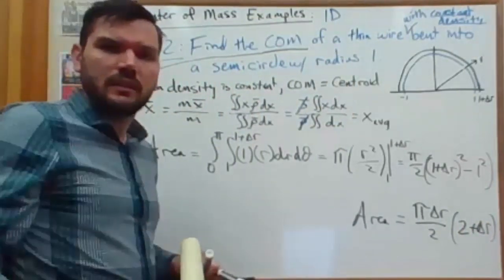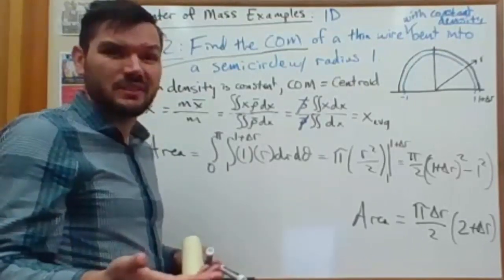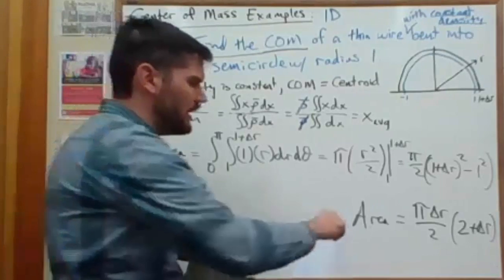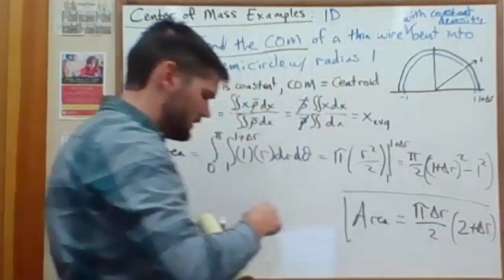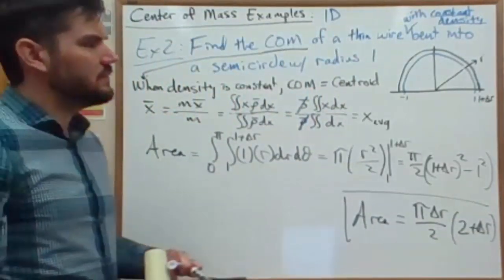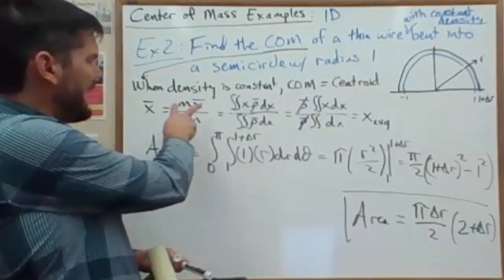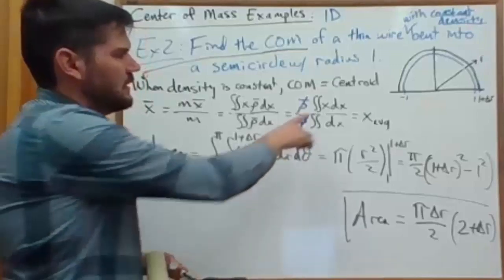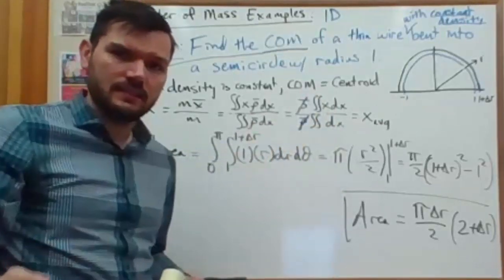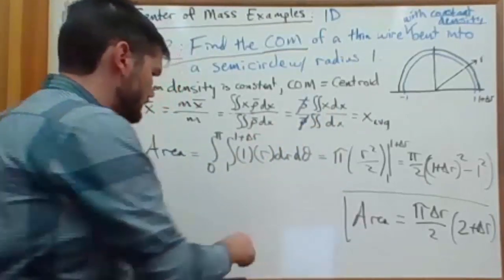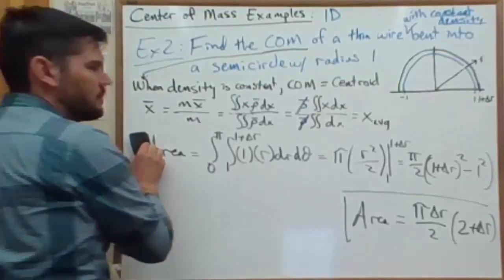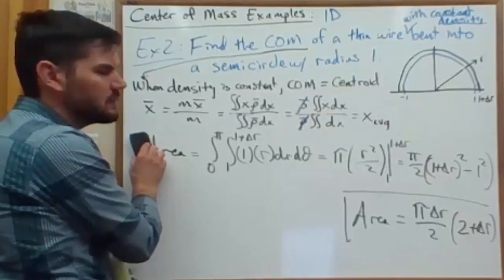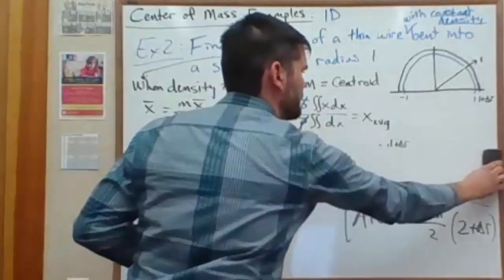Now it may seem like we could take the limit as delta r goes to 0 here, but then our area is gone. So let's hold that off just a moment and go to find out what the integral of x dA is, the x moment. And then we'll take the ratio of the two and let delta r go to 0 at the end.